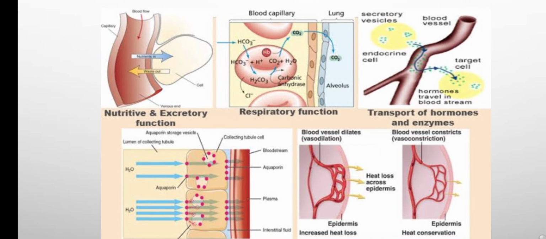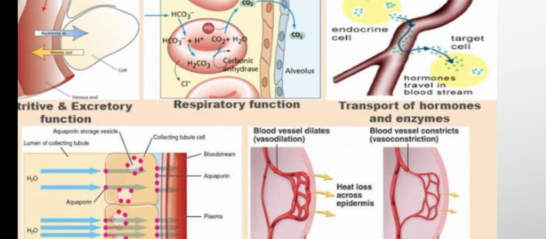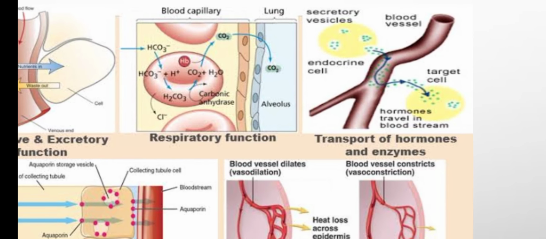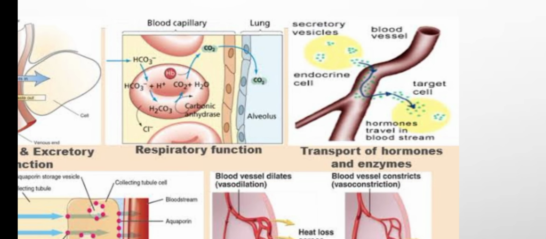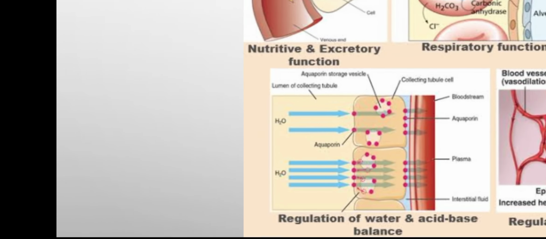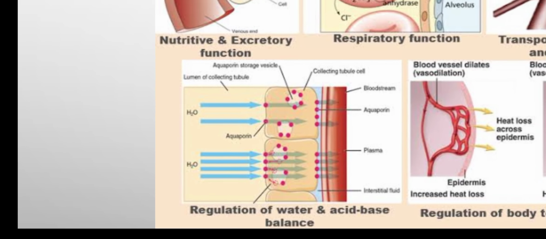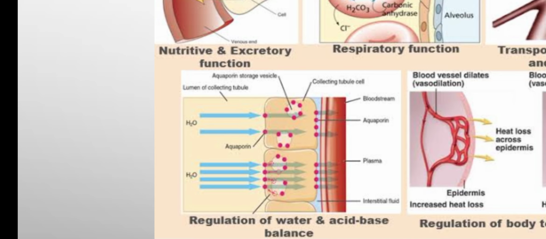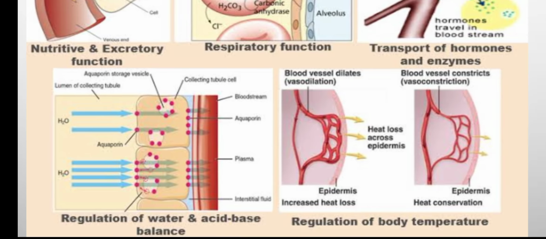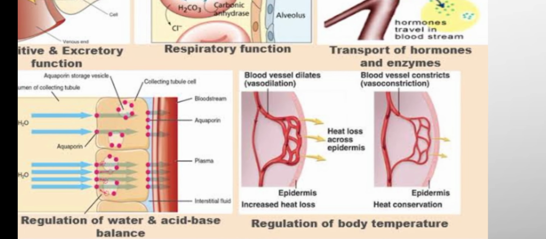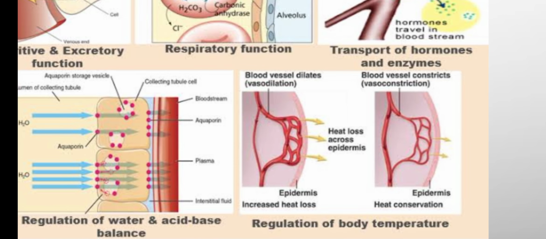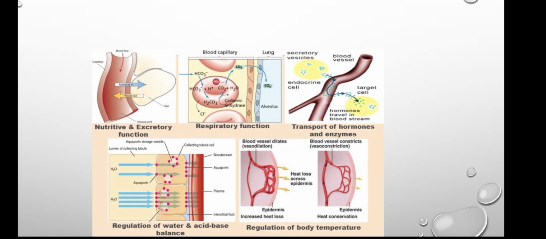So see here, nutritive and excretory function, respiratory function and transport of hormones and enzymes. So these are transported to various organs and tissues. And regulation of acid base balance, it maintains perfect acid base balance. It also maintains the body temperature; the heat generated is maintained.